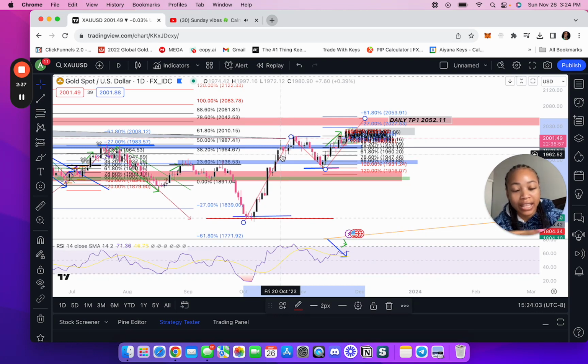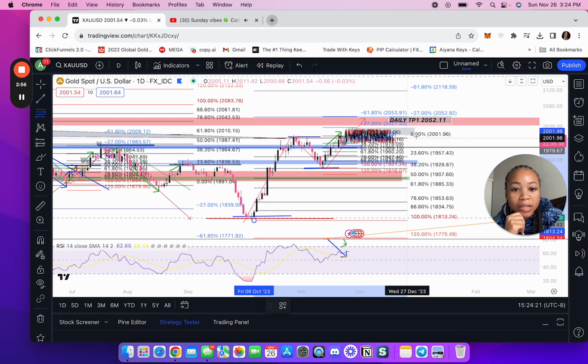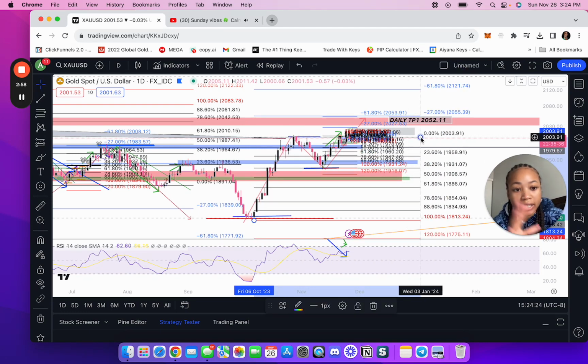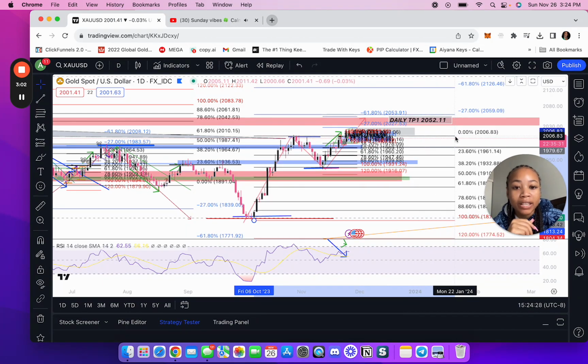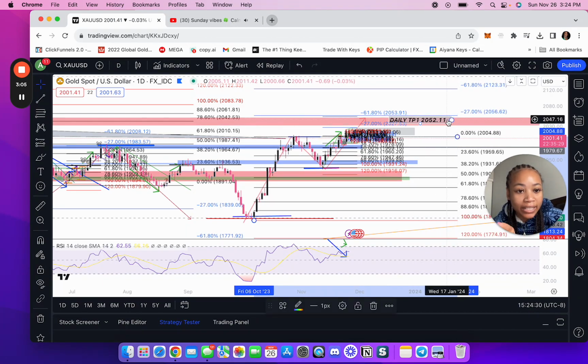I like to start from the monthly, break it down so I get the big picture, but then I enter off the 1 hour, 30-minute time frame. And I'm just giving you guys an overview of what I see happening. So now I know, based off this target, I'm looking for an uptrend. So I take my fib, because my fib tells me where to get out of the market. It tells me how fast it's going to go and where it's going to stop. So based off this fib level, I see my daily TP going around here to 2052.11 right here.